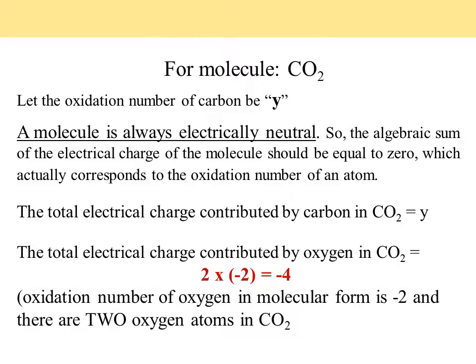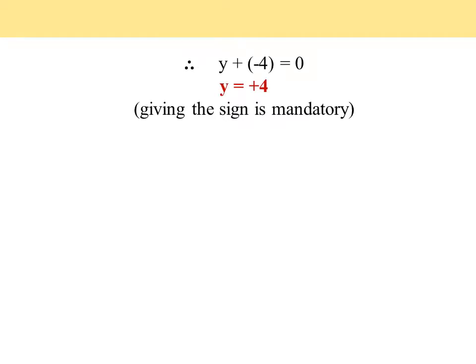The total electrical charge contributed by oxygen in CO2: there are 2 oxygen atoms, each having an oxidation state of -2, so that's giving a total of -4. The oxidation number of oxygen in molecular form is -2, and there are 2 oxygen atoms in CO2. For that reason, 2 multiplied by -2 equals -4. Hence, Y, the total electrical charge in the oxidation state of carbon, plus the total of -4. I said algebraic sum.